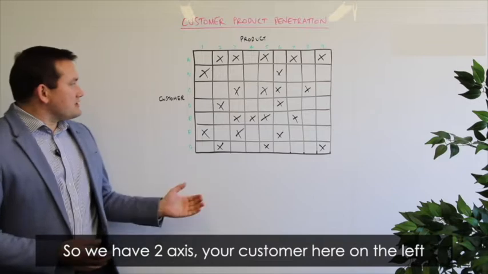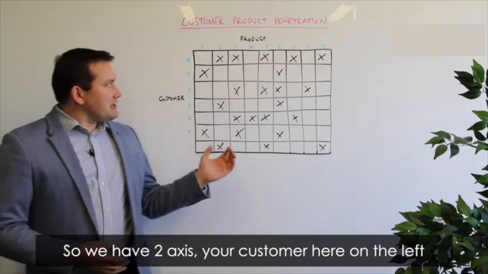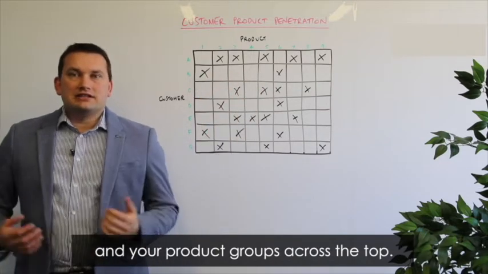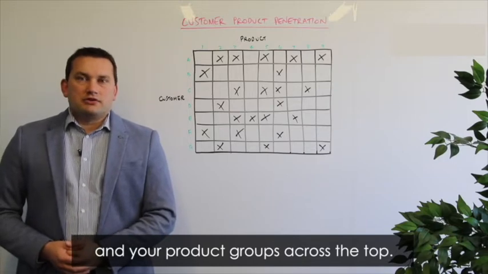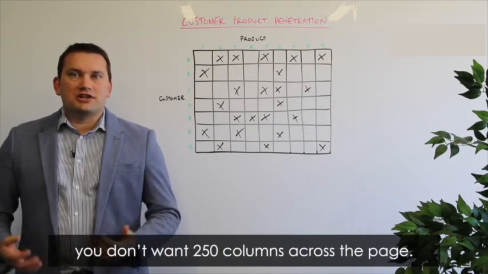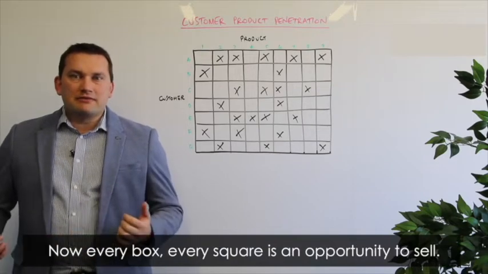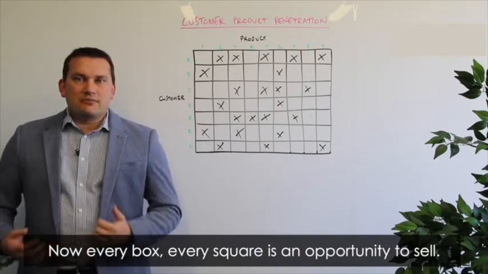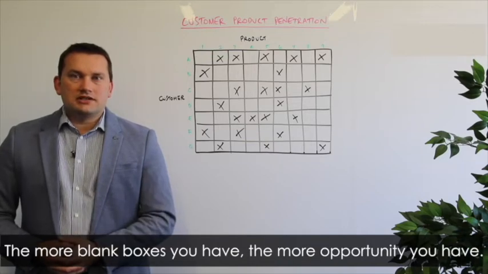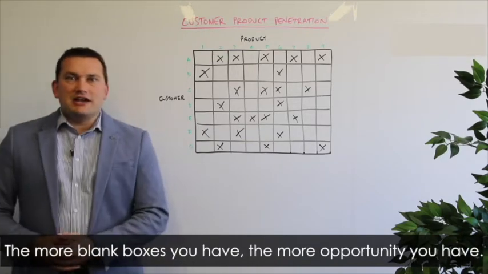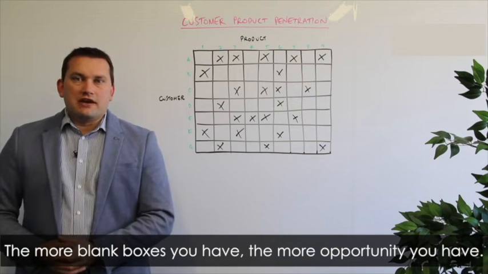So we have two axes. We've got the customer here on the left and we've got the product and services across the top. So keep it simple. Of course you don't want 250 columns across the page, but every box, every square is an opportunity to sell. So the more blank boxes that you have, the more opportunity you have.